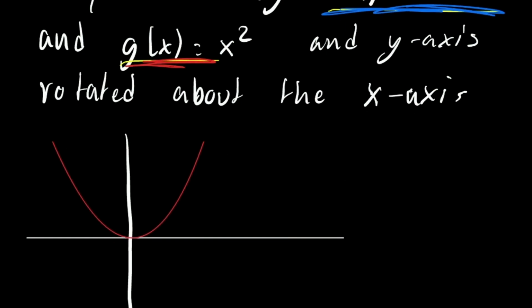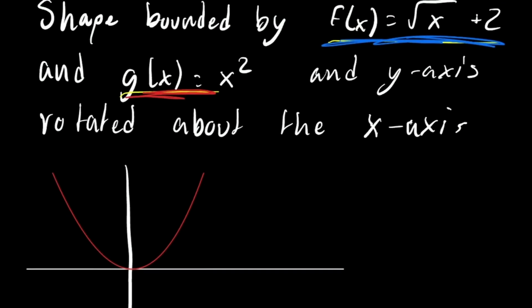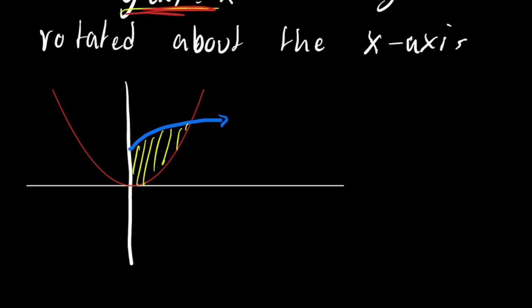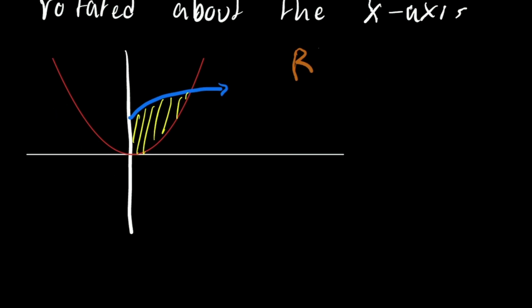And we have root x plus 2 for our other function, which looks a little something like that. So the area is this ugly shape. But you've learned everything that you need to know, because all you need to know is the distance, our big R squared and our little r squared.